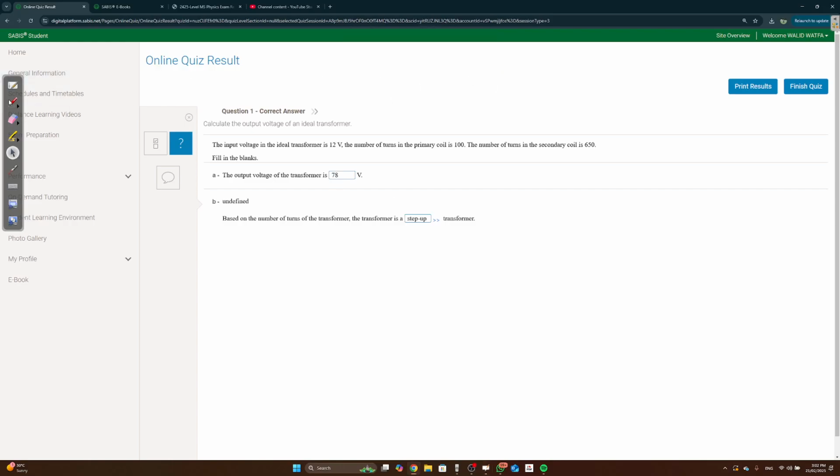Okay, question 1. This is 4.3 CPO, course practice. The input voltage is 12 volts in a transformer, and it's ideal. The number of turns in the primary is 100 and the secondary is 650. What's the output? I'm going to go fast through this section because it's very, very easy. Okay, this is the formula.